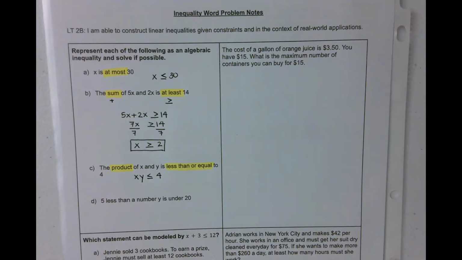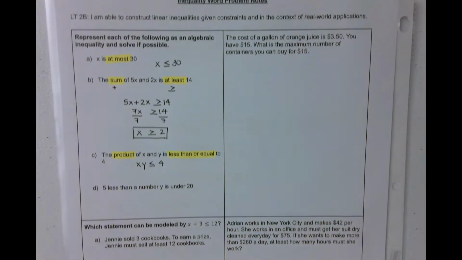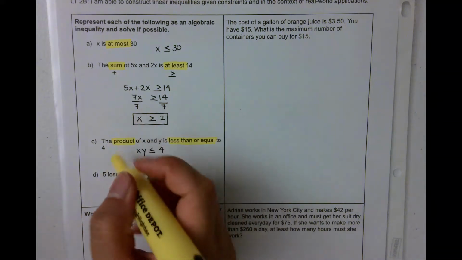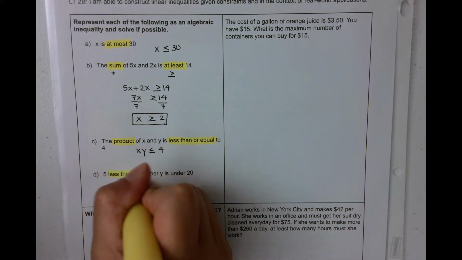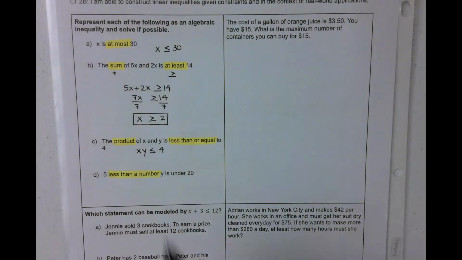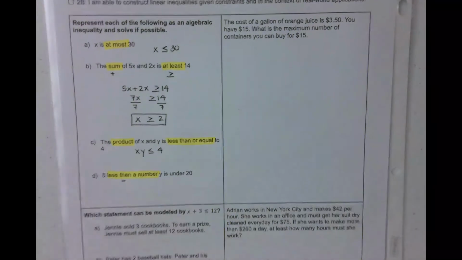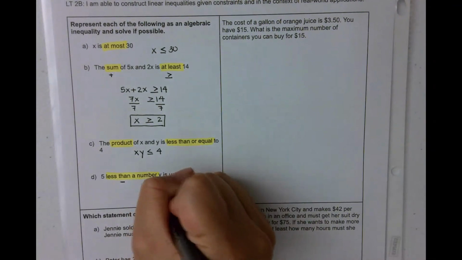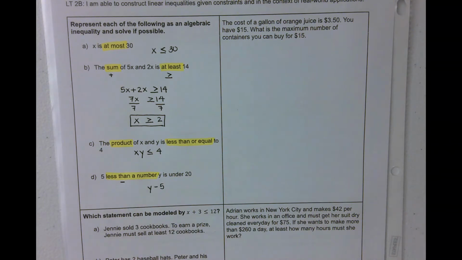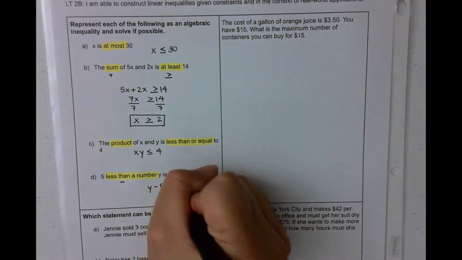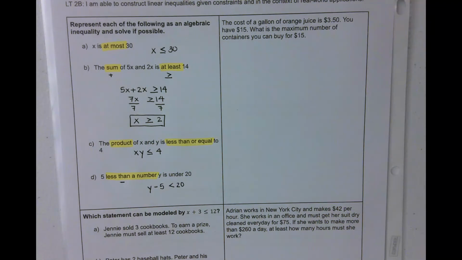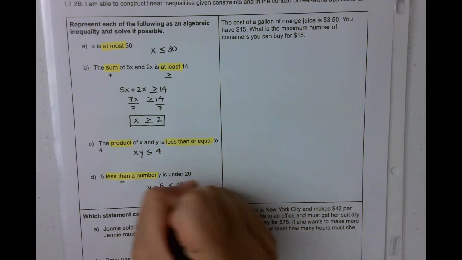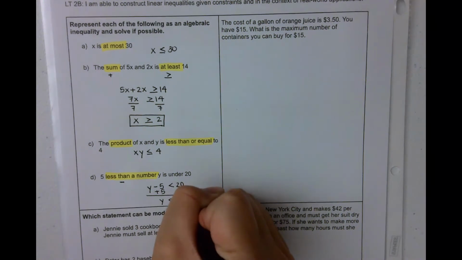And then here we have 5 less than a number. If it's 5 less than this number, this means subtract. So this is a subtraction. It's under 20. So if my number is y and I want 5 less than that, I do y minus 5. And if it's under 20, that means it is less than 20. If I add 5 on both sides, I get y less than 25.